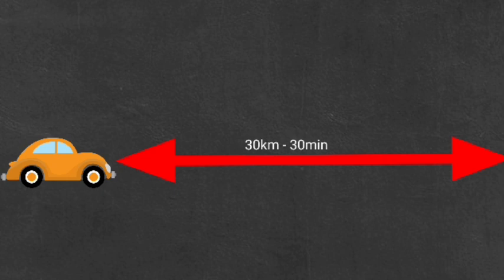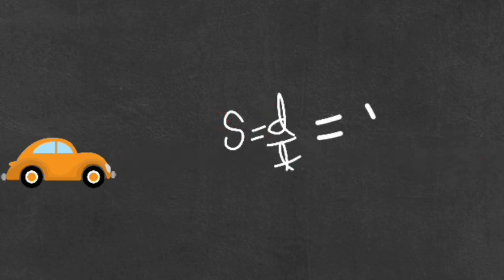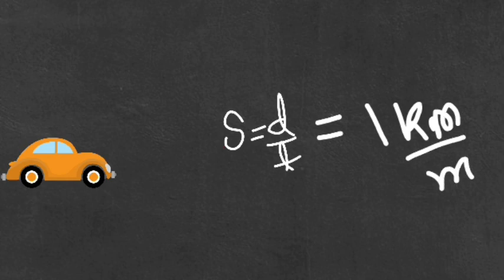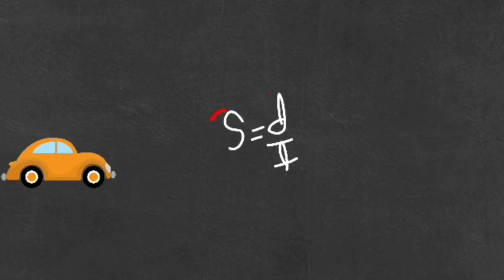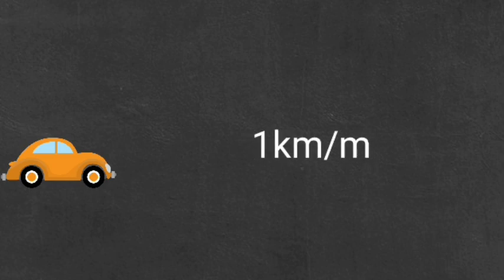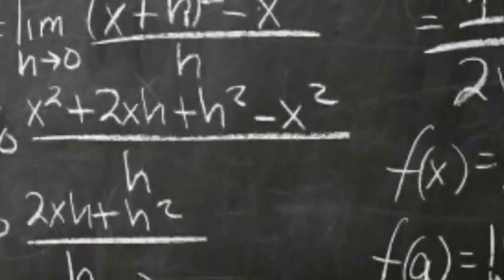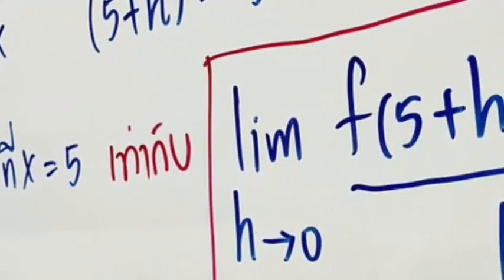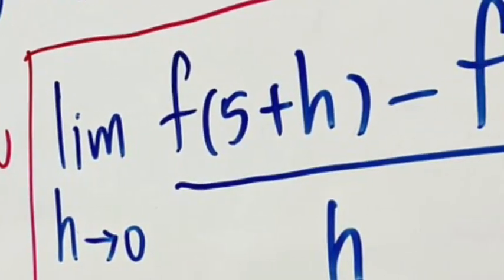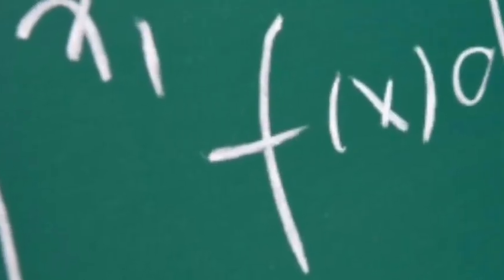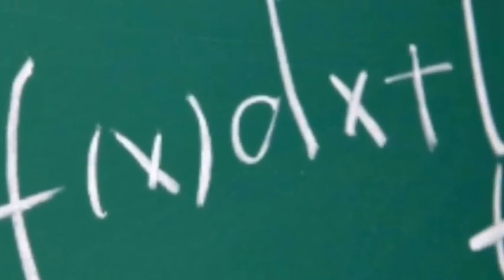Imagine you drive a car from rest along a distance of 30 km within 30 minutes. Now, if I ask you what was the speed of the car, you would probably pull out the classic S equals d by t equation and say that the speed of the car was 1 km per minute. But do you think that the speed of the car was absolutely constant? Well, this equation isn't really correct, it's just an approximation.